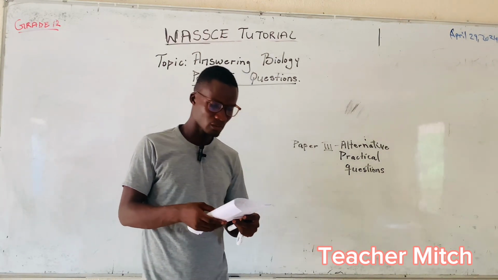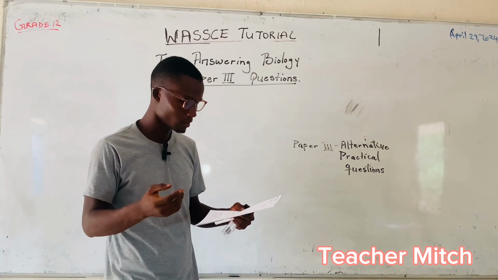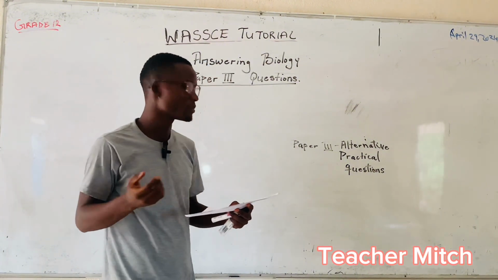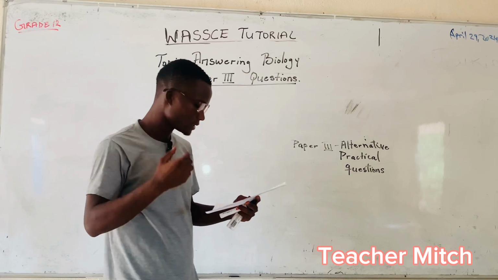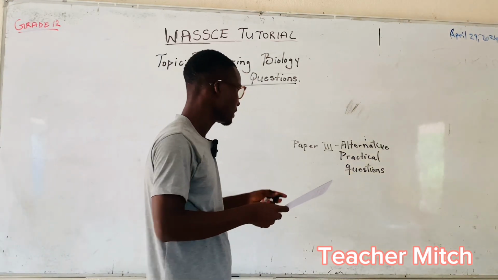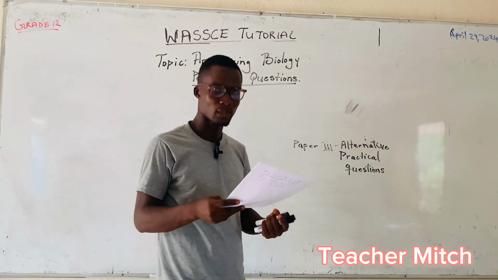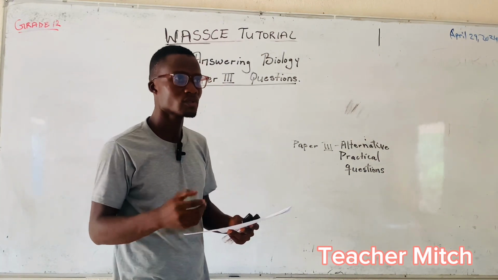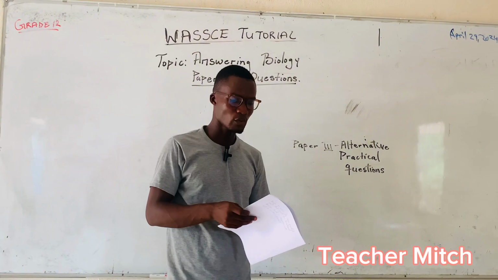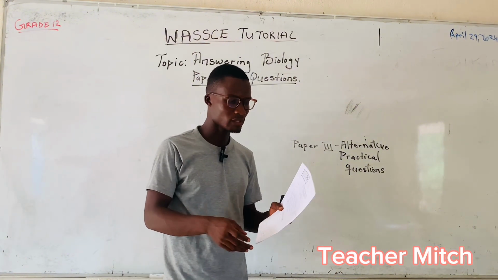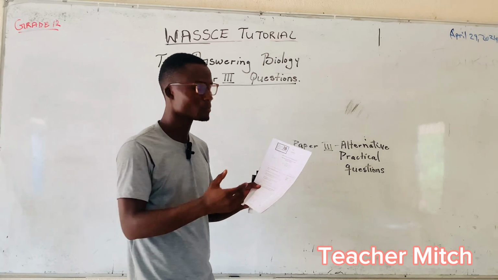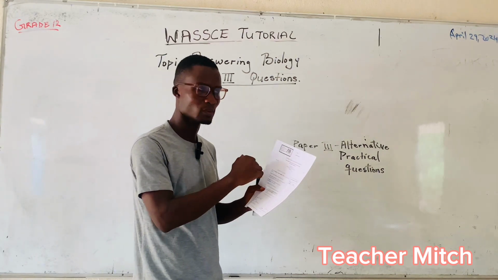So these paper 3 questions are designed to help you interpret and evaluate data, and then they are also there to help you construct hypotheses and also to design methods to determine the concentration of substances. So when you go to the test, they are going to give you this paper, and you are going to see 3B, which means biology paper 3.